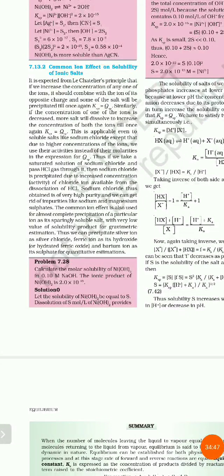Simple, right? According to Le Chatelier principle, for example, if you take the concentration of sodium chloride to be more, then more ions are present. Opposite charges will combine, which means it will precipitate, positive with negative.